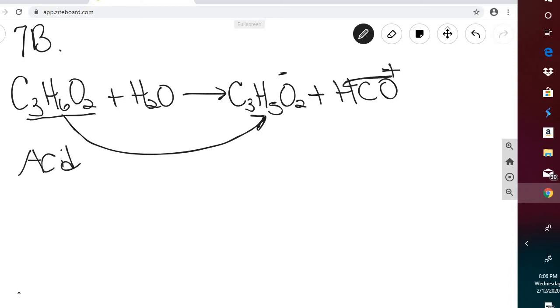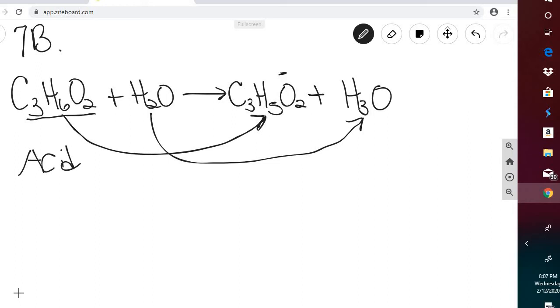I'm sorry, I wrote this wrong here. This should be H3O, it should be the hydronium ion here. Okay, and then the water went from H2 to H3, so it accepted the hydrogen ion, and therefore the water is the base. Okay, so in 7A, we saw water acting as an acid. Here we see it acting as a base. And remember, the term we use for that is amphoteric or amphiprotic.